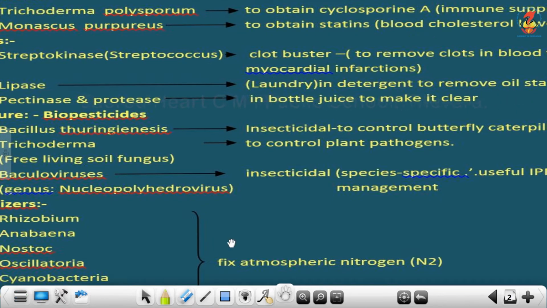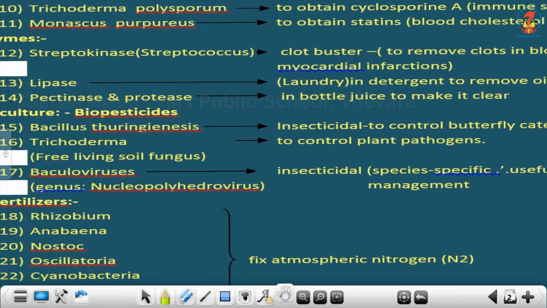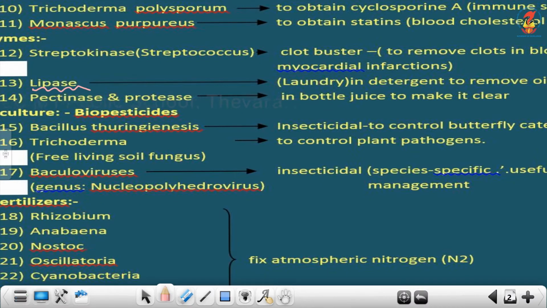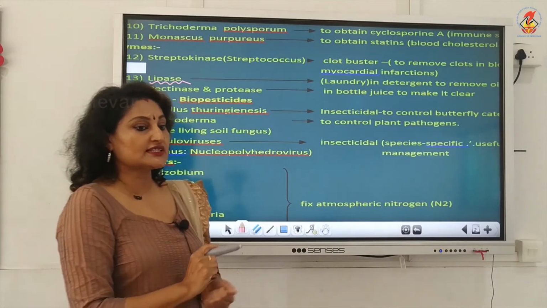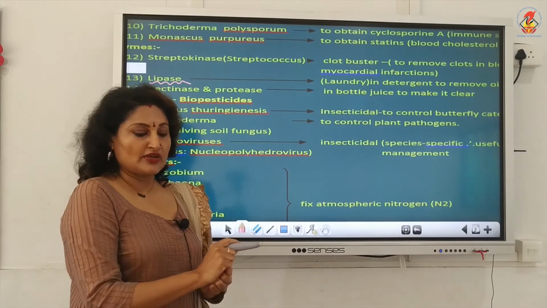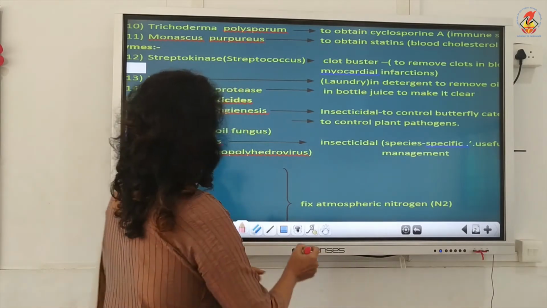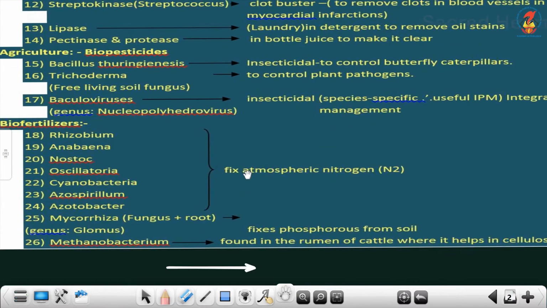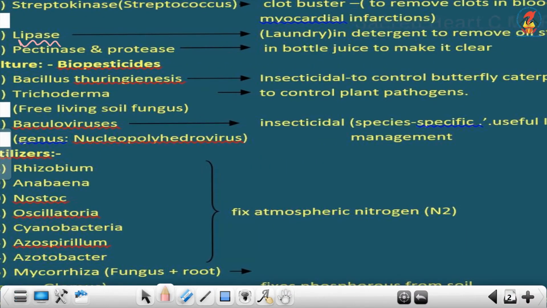Next, we are going to other enzymes. Lipase is obtained from a microorganism, and it's used in the field of laundry. We know that all our detergents contain lipase, and because of this lipase, we are able to remove dirt and oil stains. So once again, lipase is used in laundry, or in detergents, to remove oil stains.